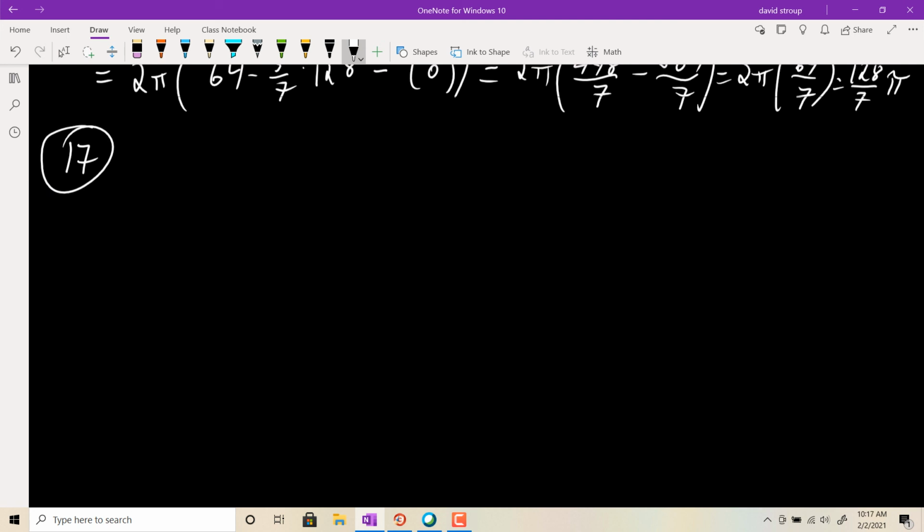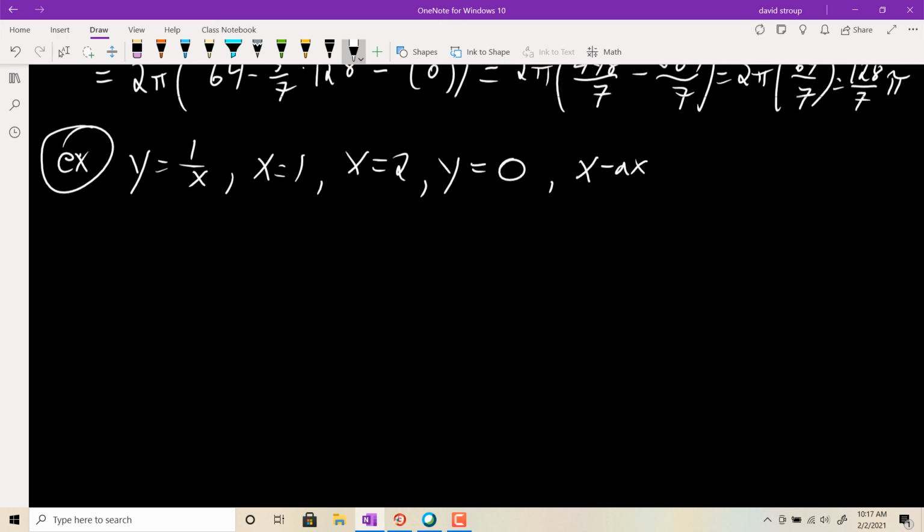Number 7, well, it used to be number 17. I'll just write it as an example. So we have y equals 1 over x, and we also have x is 1, and then x is 2, and then of course y is 0. That's the region, and we're rotating about the x-axis again.